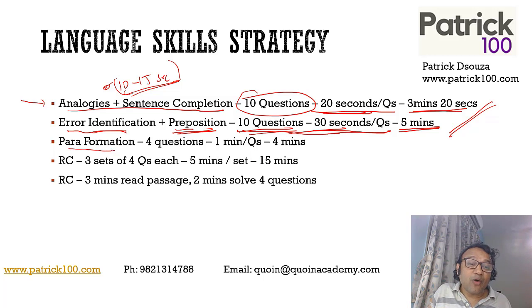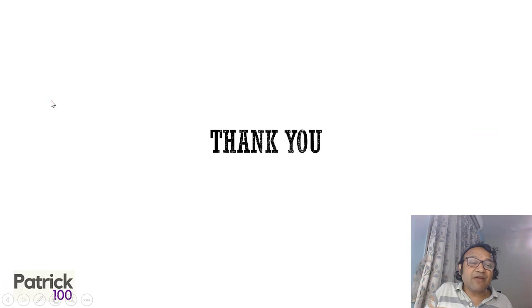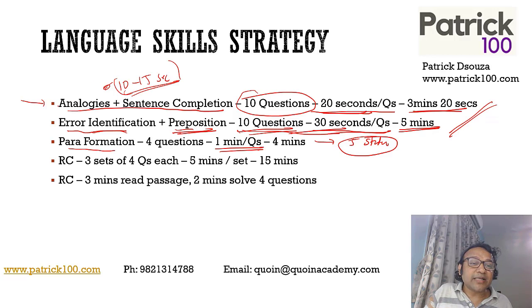Next comes para formation, which is jumble para. This takes slightly more time. So I have given 1 minute per question. This may take a little more than 1 minute because there are para jumbles with 5 statements and that will take you a long time to solve. So if you can save time on the first 2 parts, that is analogies and error identification, you can spend some more time in para formation.